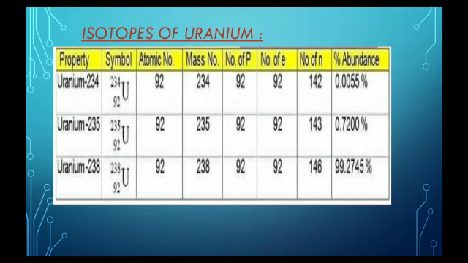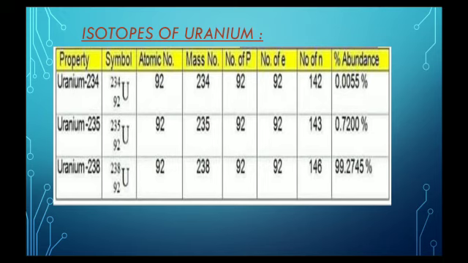Natural abundance of uranium isotopes is as follows: uranium 234 is only 0.006%, then uranium 235 is 0.72%, and then uranium 238 is 99.27%. So U238 is the most abundant isotope of uranium, and it is included in the periodic table. Okay, then you have to do the activity 2.3 in the textbook. You have to just write about the number of subatomic particles in all the three isotopes.